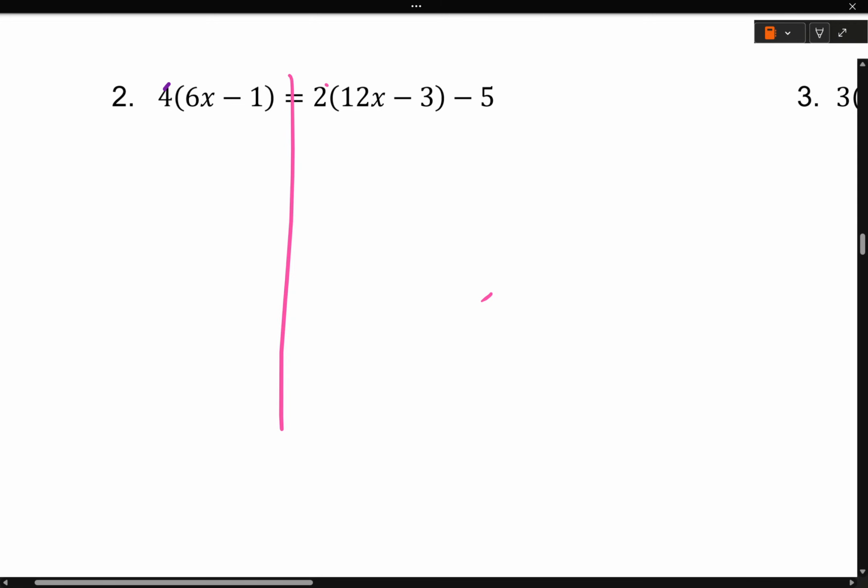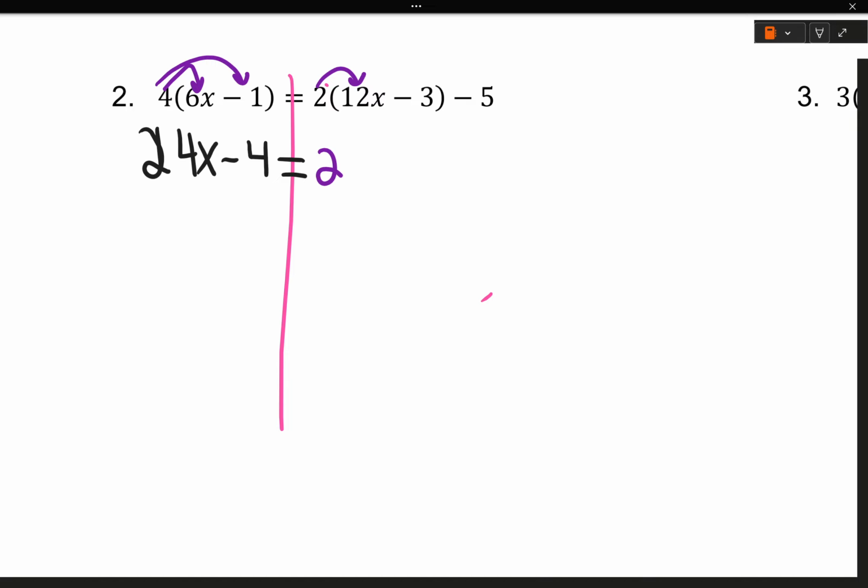Okay. 4 times 6x is 24x. 4 times -1 is -4. On the right, 2 times 12x is 24x. Okay, we're noticing they're the same, right? 2 times -3 is -6. And then we just bring down the -5. There's nothing we could do to it.